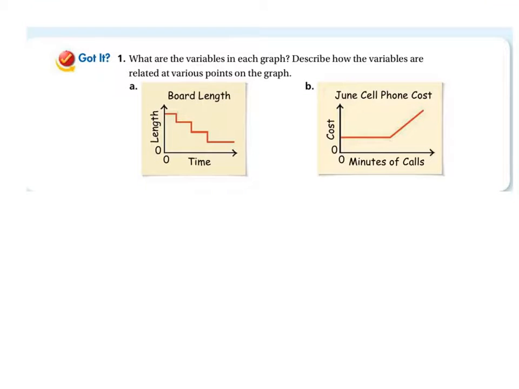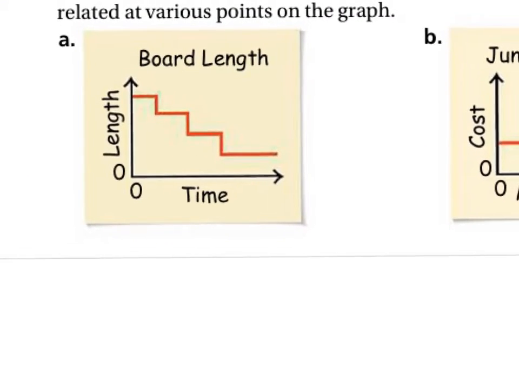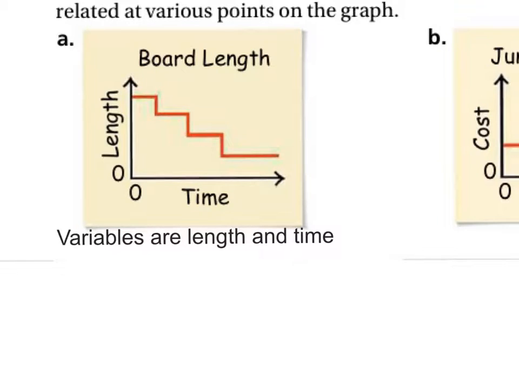So if we look at the Got It, they're giving us some similar questions. What are the variables? Describe how the variables are related at various points on the graph. So we're going to tell what the variables are and then give a story about what's happening here. For part A, our variables are length and time. This is kind of an illustration of cutting a board.